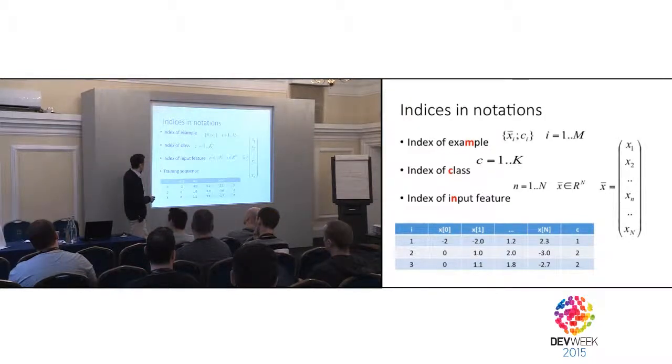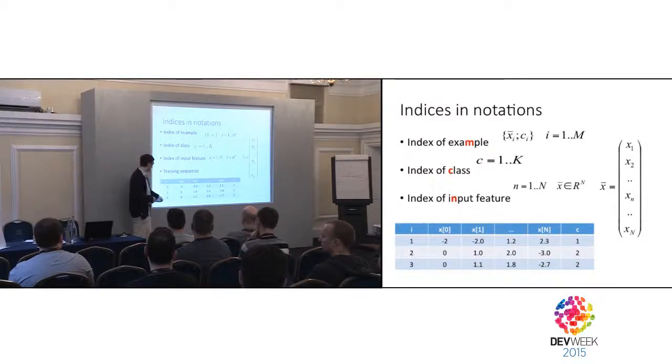We talked about training examples. We talked about vector of features. We didn't talk about this table. Well, this table is a graphical representation of the training sequence.